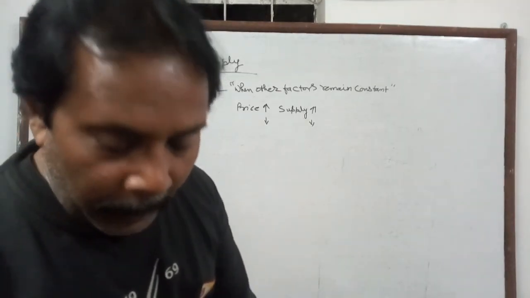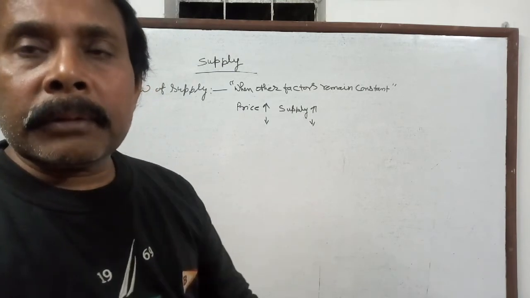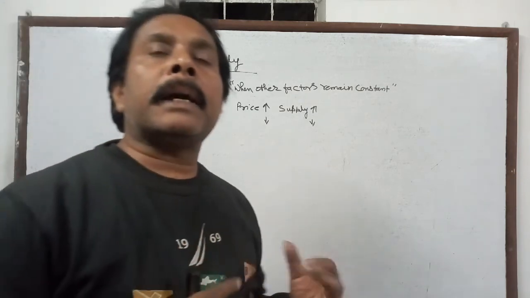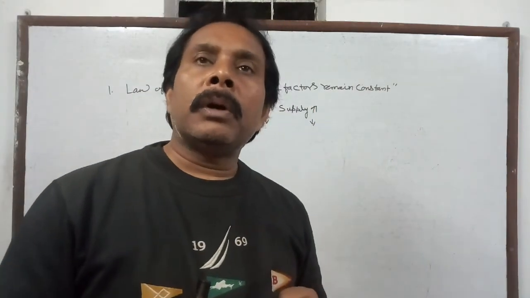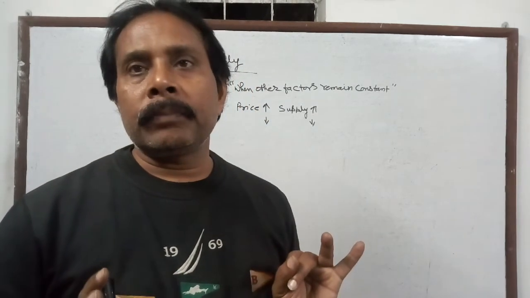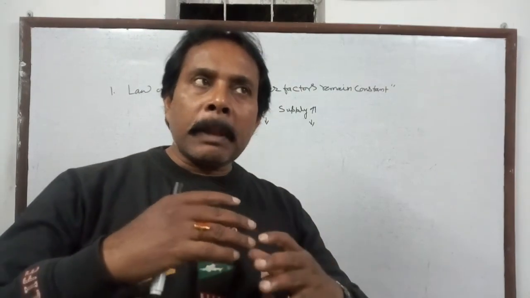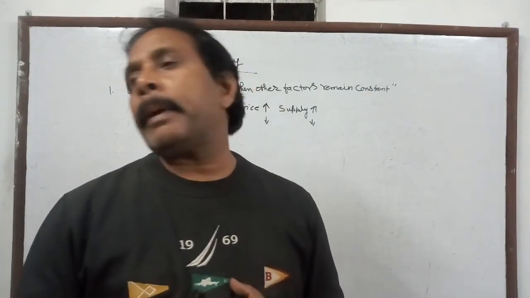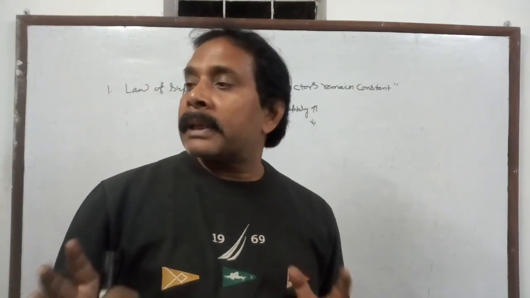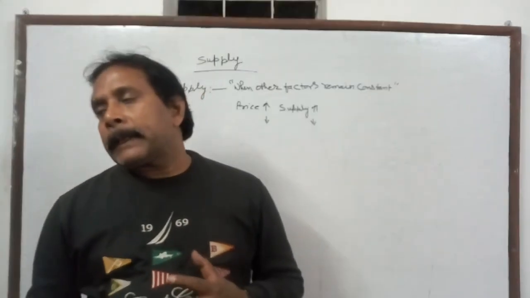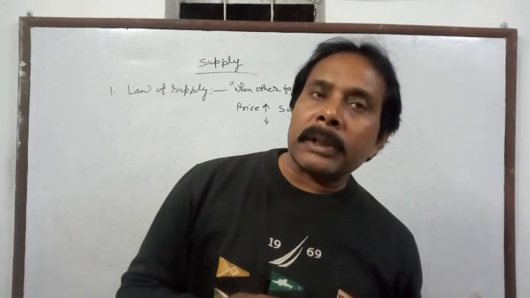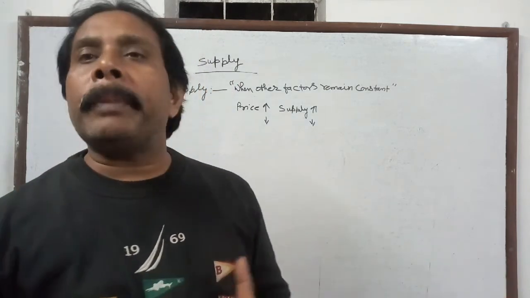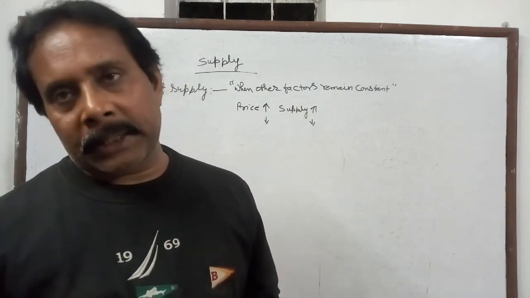Now come to the next topic, the reasons for the law of supply. Why does the law of supply occur? As I told you previously, it occurs due to profit maximization. As the price increases, supply also increases, because every firm wants to earn maximum profit. Second, if the price increases, a number of firms will be attracted to it, the number of firms will increase, and as the number of firms increases, supply will also increase.